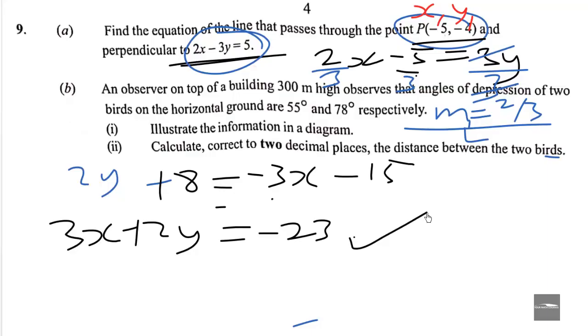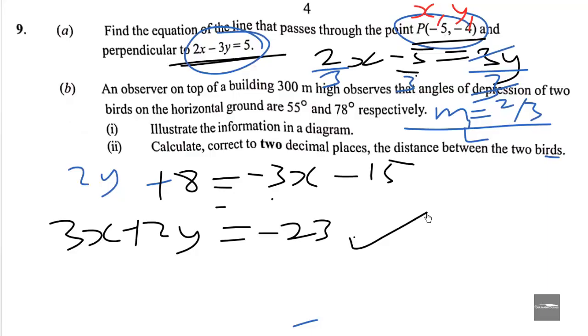We have the B part of the question. An observer of a building 300-meter high observes that angles of depression of two beds on the horizontal ground are 55 degrees and 78 degrees respectively. Illustrate the information in a diagram. Calculate correct to two decimal places the distance between the two beds.